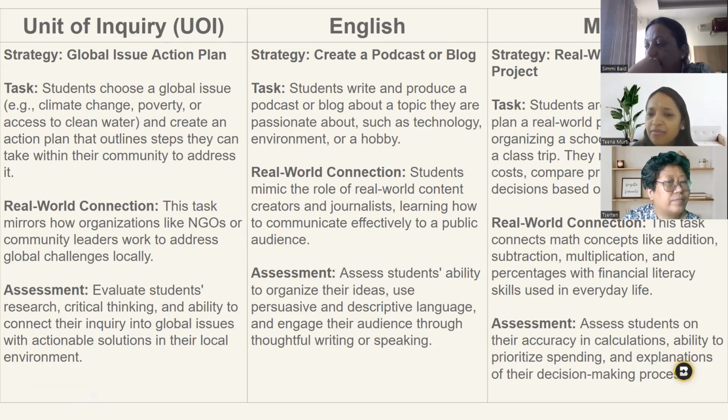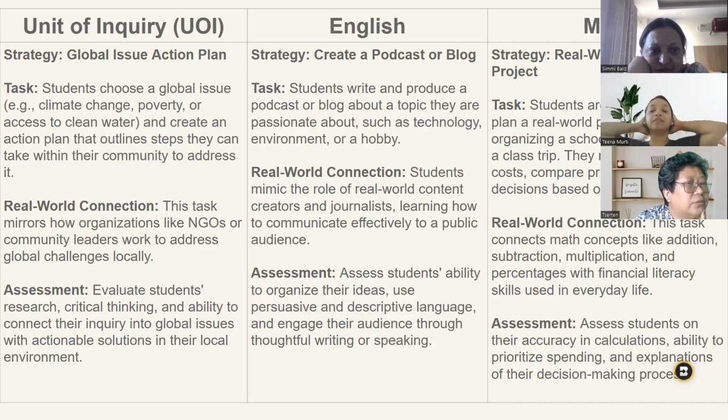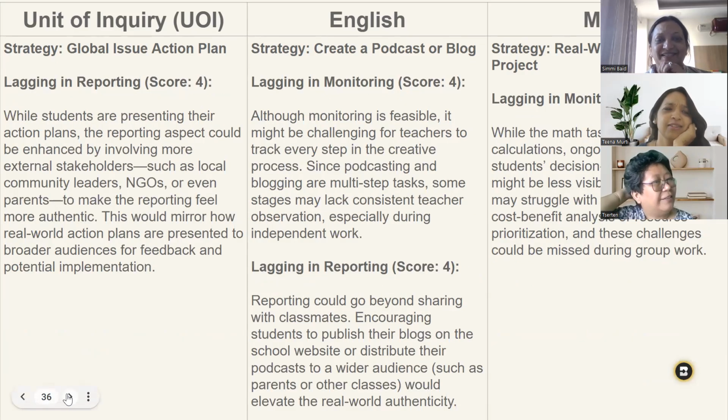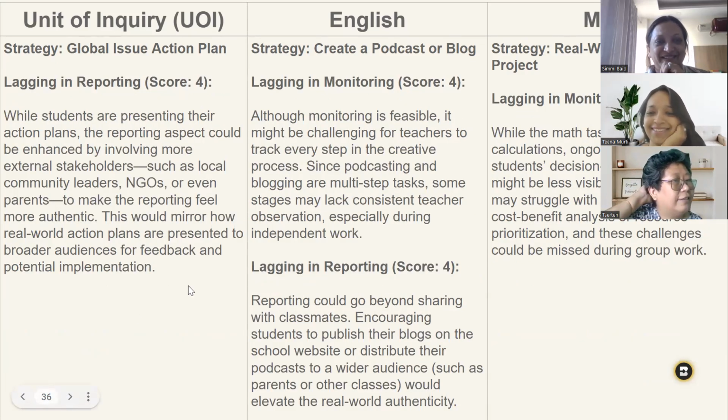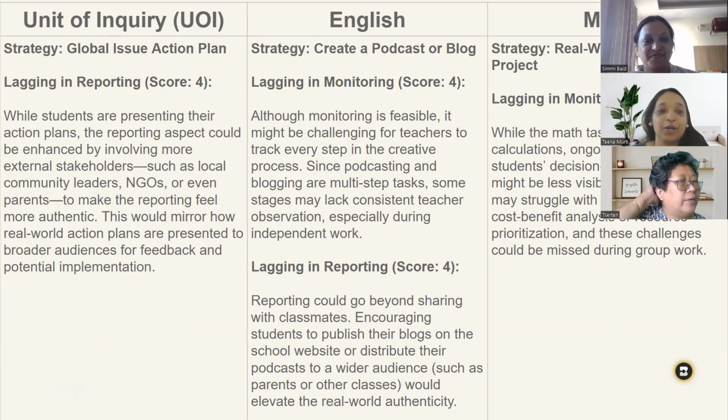But do you think it is lagging somewhere, as per the framework of our authentic assessment? Yes, real life connection is there. So where is it lagging? Outline steps, great. Student global issue, poverty, create action plan, outline steps. Everything is there, isn't it? Everything is there. In reporting. Oh. I didn't take you through those four dimensions, but yes. Okay. So they are presenting, you know, in the class.